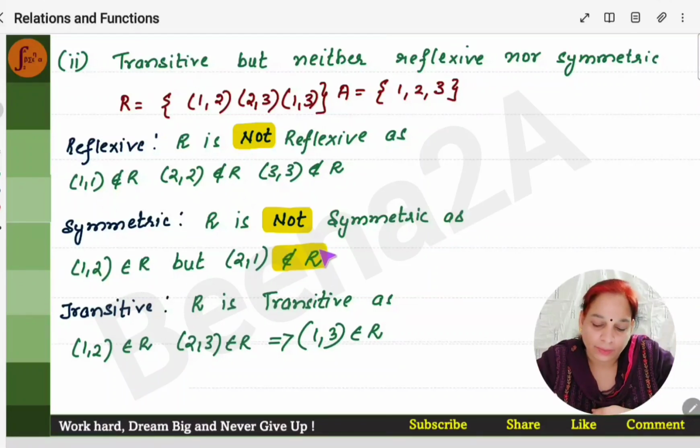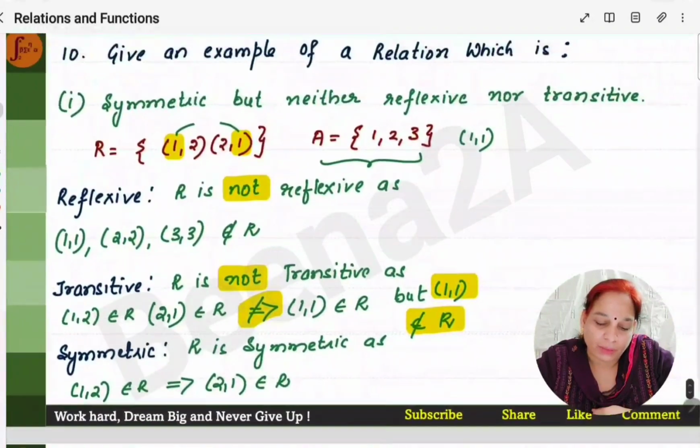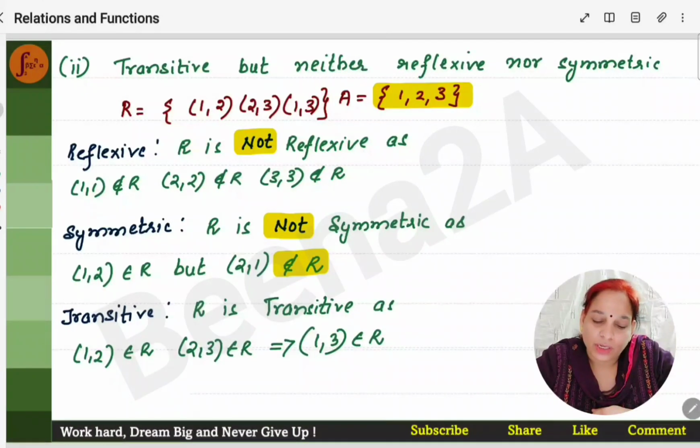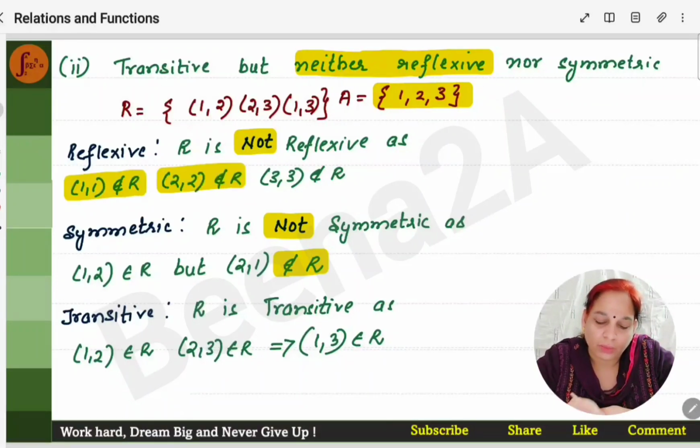belong to R, right? So you take the same example, same set, right, and just modify the example. The same example that we took here, just modify it, right, so that you don't have reverse combination. So now we prove that it is not symmetric. We'll also have to say that it is not reflexive. For reflexive, you should have repeated elements in the ordered pair like 1 comma 1, 2 comma 2, 3 comma 3. None of these are there. So therefore it is not reflexive. R is not reflexive as 1 comma 1 does not belong to R, 2 comma 2 does not belong to R, and 3 comma 3 does not belong to R.